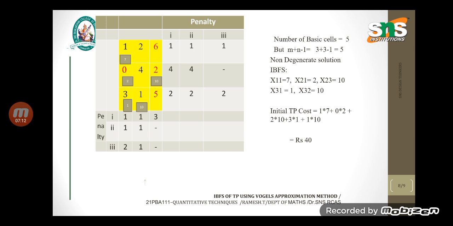What is the basic feasible solution of this? The basic cells allocated are in the first row, first column, that is x11. There are 7 units transferred, so x11 is 7, x21 is 2, x23 is 10, x31 is 1, x32 is 10. This is the basic feasible solution. And the initial transportation cost is 1 into 7 plus 0 into 2 plus 2 into 10 plus 3 into 1 plus 1 into 10, that is equal to 40.